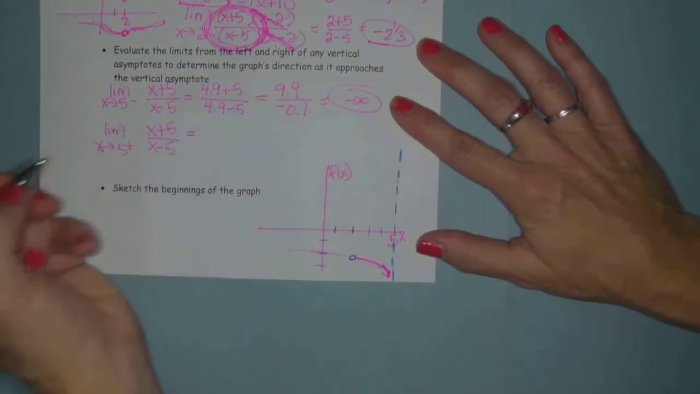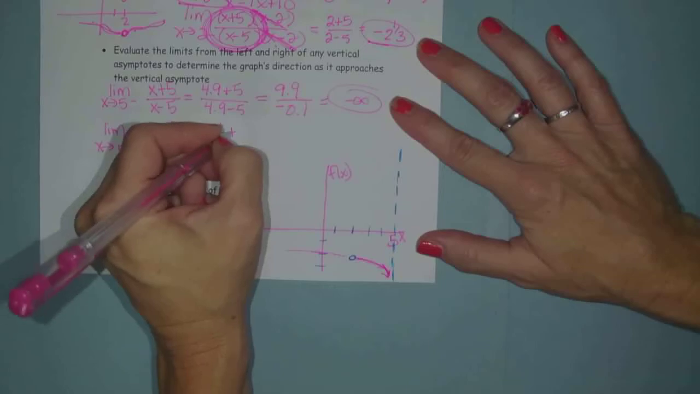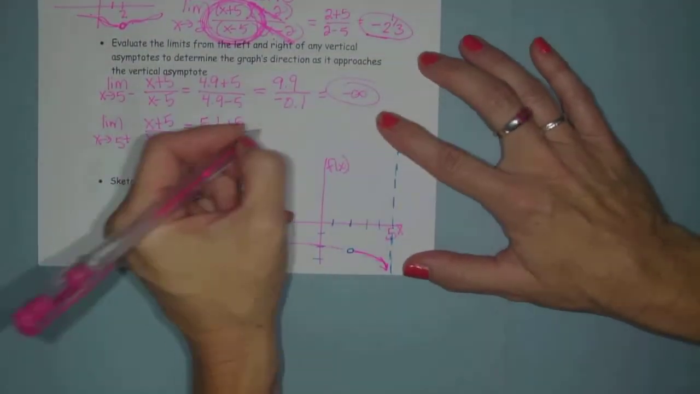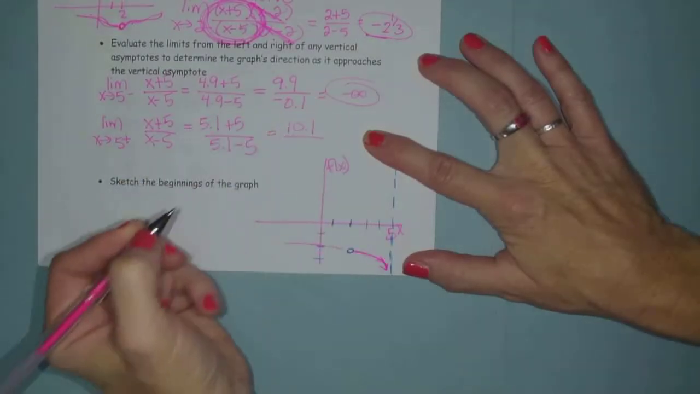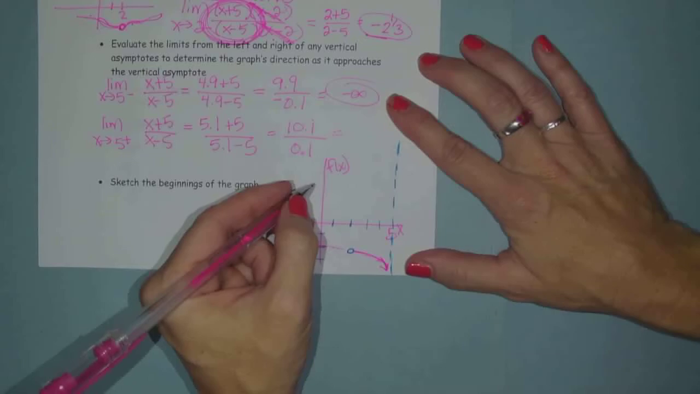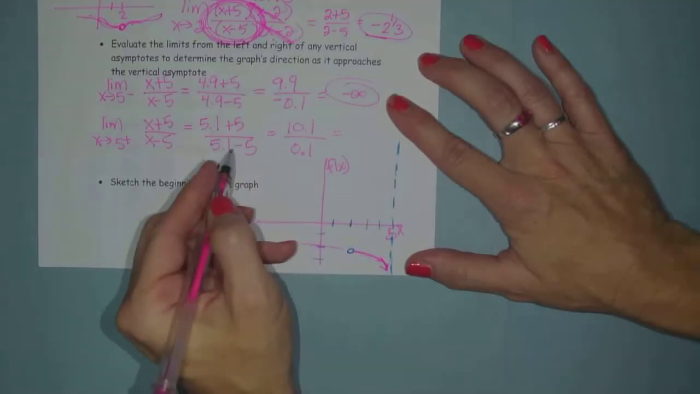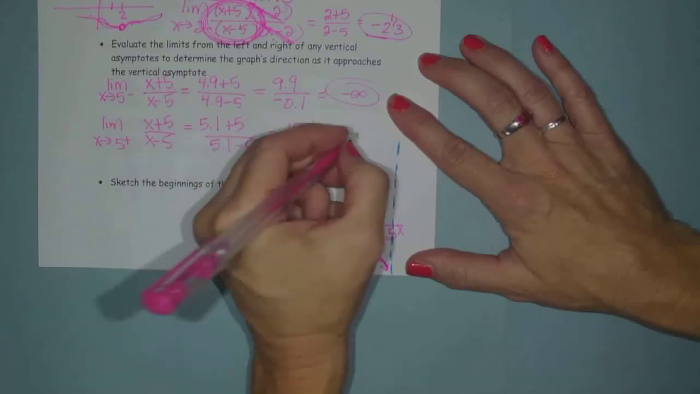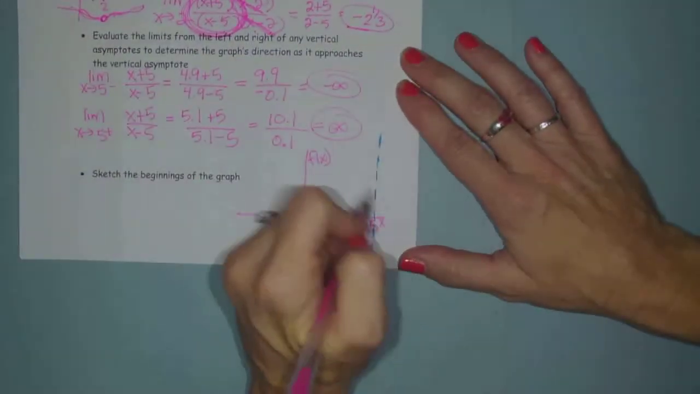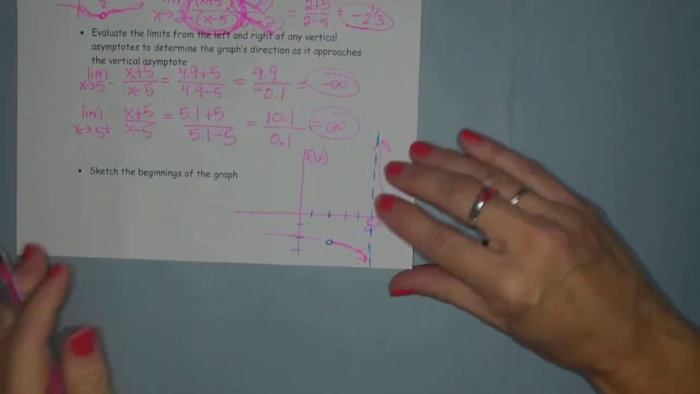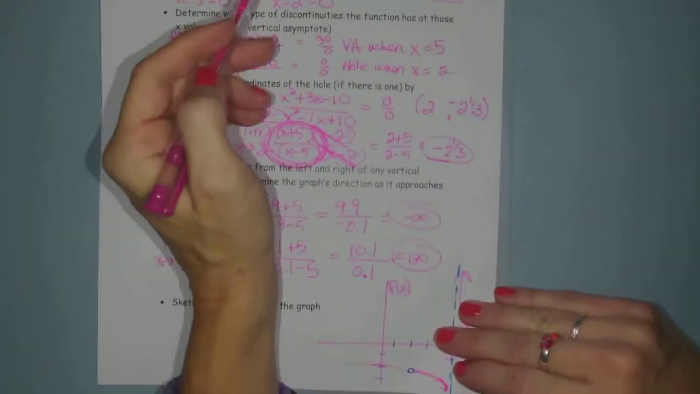5 from the right. Let's do 5.1 plus 5 over 5.1 minus 5. It's going to give me 10.1 over 0.1. That's positive 101. As this gets closer and closer to 5, this is going to get closer and closer to 0. I'm just going to make this grow to infinity. And so from the right, we're going to head up. And that's that. So this is how we start to sketch the graphs of rational functions.